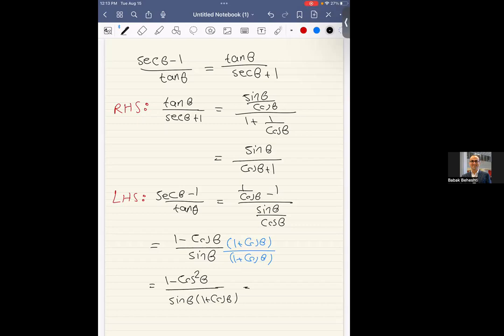Yes, now this works. So this is equal to sine square theta divided by sine theta times 1 plus cosine theta, which is equal to sine theta over 1 plus cosine theta. And that is equal to the right-hand side. Good suggestion. I like that.